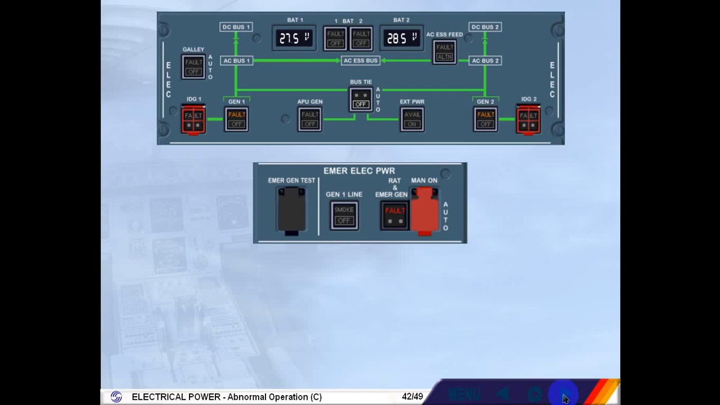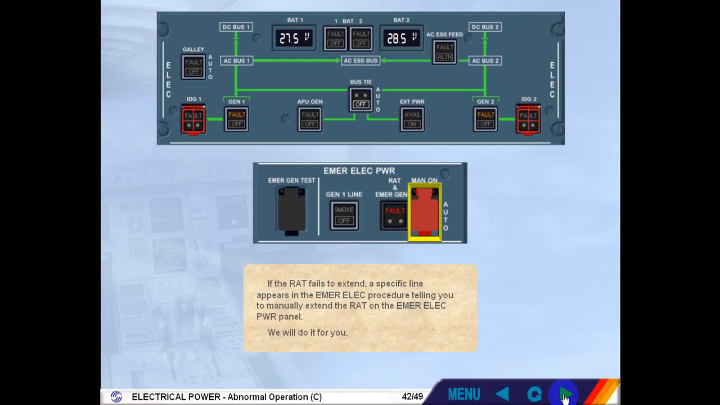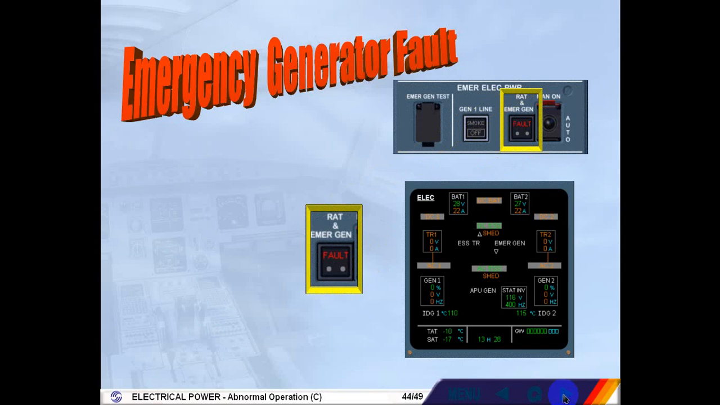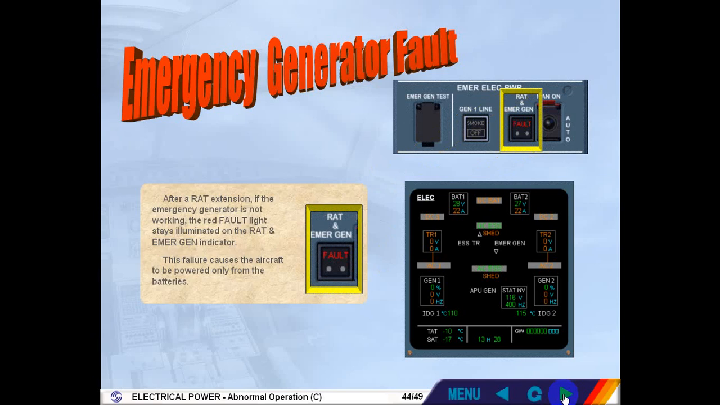If the RAT fails to extend, a specific line appears in the emergency electrical procedure telling you to manually extend the RAT on the emergency electrical power panel. We will do it for you. After a RAT extension, if the emergency generator is not working, the red fault light stays illuminated on the RAT and emergency generator indicator. This failure causes the aircraft to be powered only from the batteries.